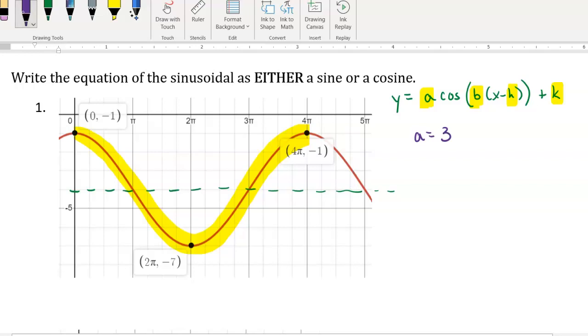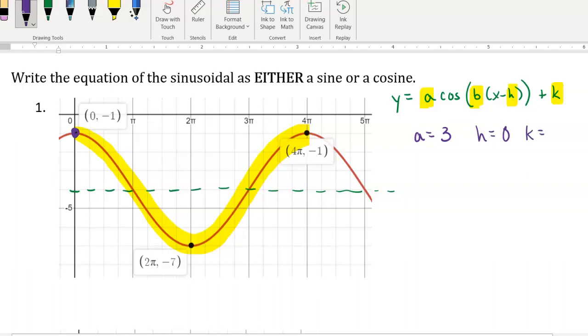I'm going to skip the B value for right now, and you'll see why in just a second. But the H value, let's talk about that one. Now remember, this is based on the cosine function. The cosine function, when you're looking at that first interval, starts at 0, or starts on the y-axis there. And this point is still on the y-axis. So it has not been moved horizontally at all. So the H value will just be 0.